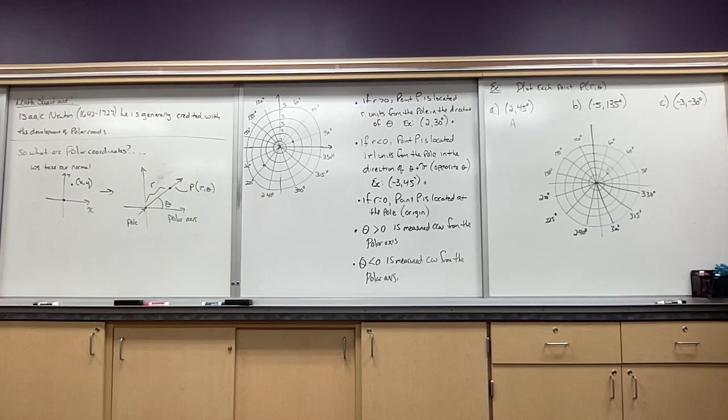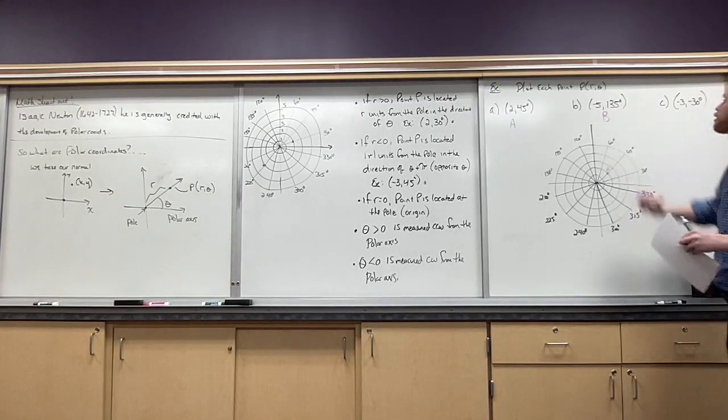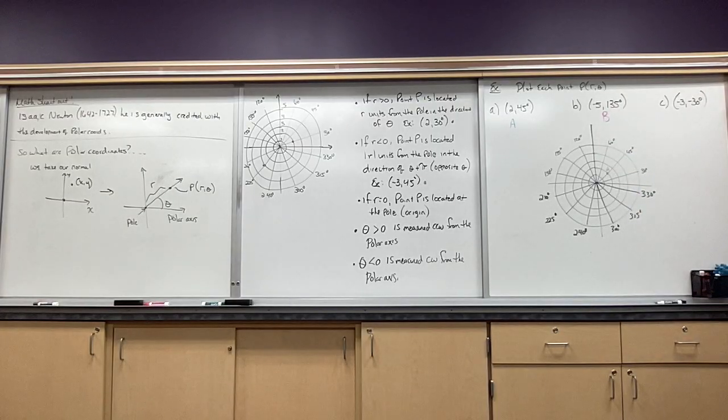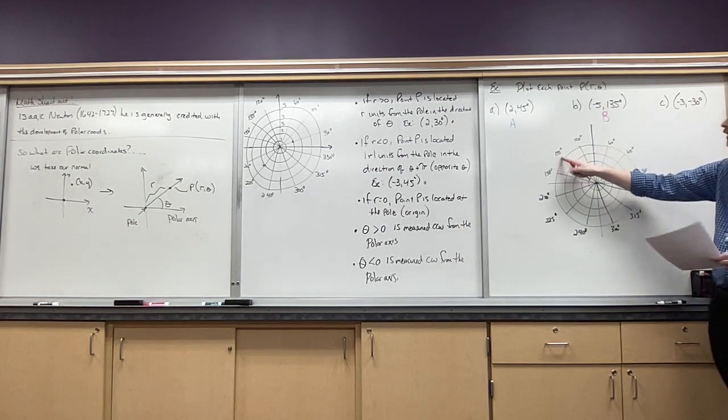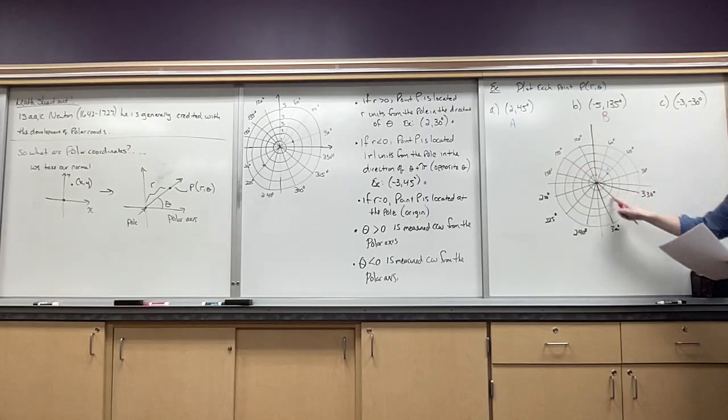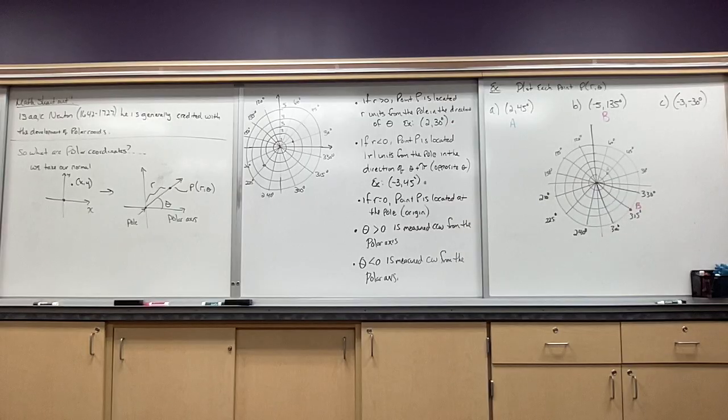Pink, we'll do pink. So this will be point B for me. Okay, so -5 and 135. What I do is I go after the angle first before I do the radius. So the angle's 135, so I'm over here, and 5 would be right there. But because it's negative, I'm going in the opposite direction. So I'll be over here. So this is where point B is going to be located.